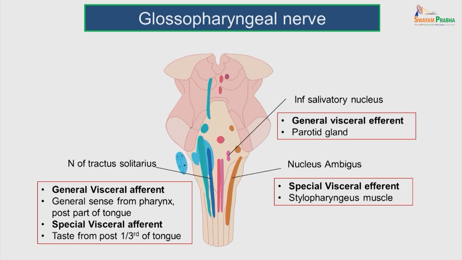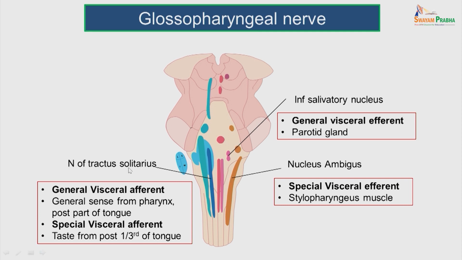Now, the ninth cranial nerve, the glossopharyngeal nerve. It has a general visceral efferent component, from the inferior salivatory nucleus, which is present in the pons. This supplies the parotid gland through the otic ganglion. Another is the special visceral efferent column. As I said, this supplies the stylopharyngeus muscle, which is a pharyngeal arch muscle. That is from the nucleus ambiguus, which you can see is in the medulla, extending to the lower part as well as the upper part of the medulla. So, that is the special visceral efferent column.